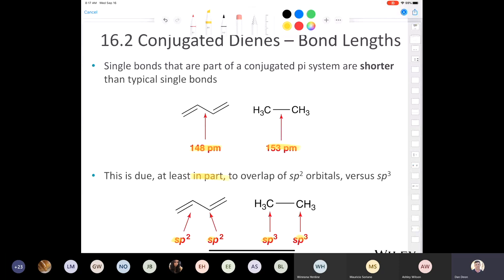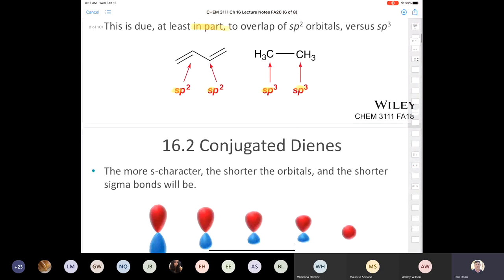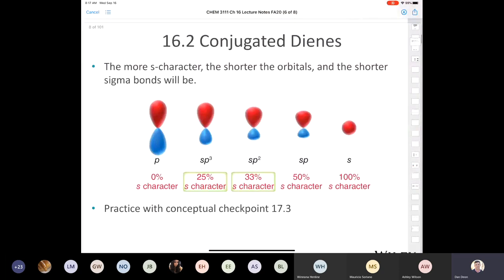And this is taking you way back to organic chemistry one, when we talked about hybridization and the size of orbitals. And we know that a p orbital is bigger than an s orbital. Okay, well, with that in mind, if we look at the difference between an sp3 and an sp2 orbital, an sp3 orbital has more p character and less s character. It's only a quarter, a 25% s character. And if we look at an sp2 orbital, it's actually a third s. And so an sp2 orbital is smaller, right?